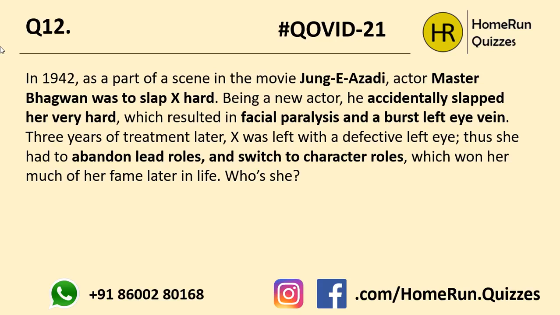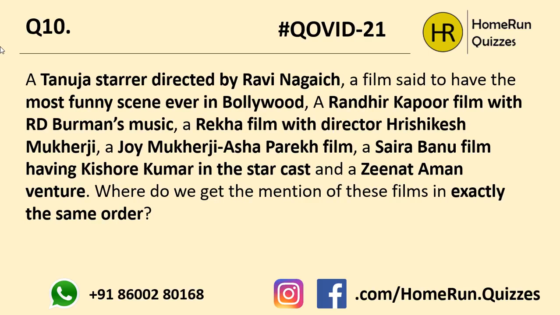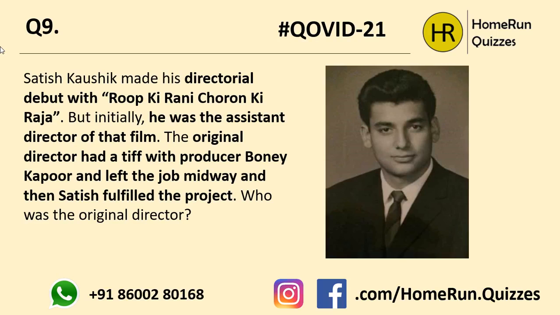Going back, question 12: which actress was too hard to even face, paralysis? Moving back, question number 11, I want someone who was born as Ganesh Kumar Nadhode. Going back, I want this particular place where you get all these films in this very particular order. Going back, I want the original director of Rup Kirani and Choro Ka Raja. This handsome man directed it and then he left.